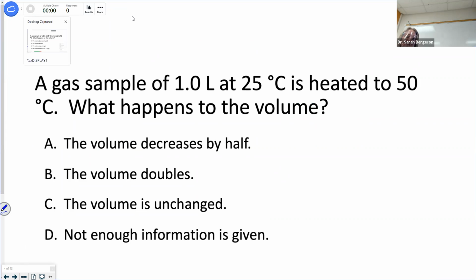All right, one more. A sample of gas is 1 liter at 25 degrees Celsius. We heat it to 50. What happens to the volume?